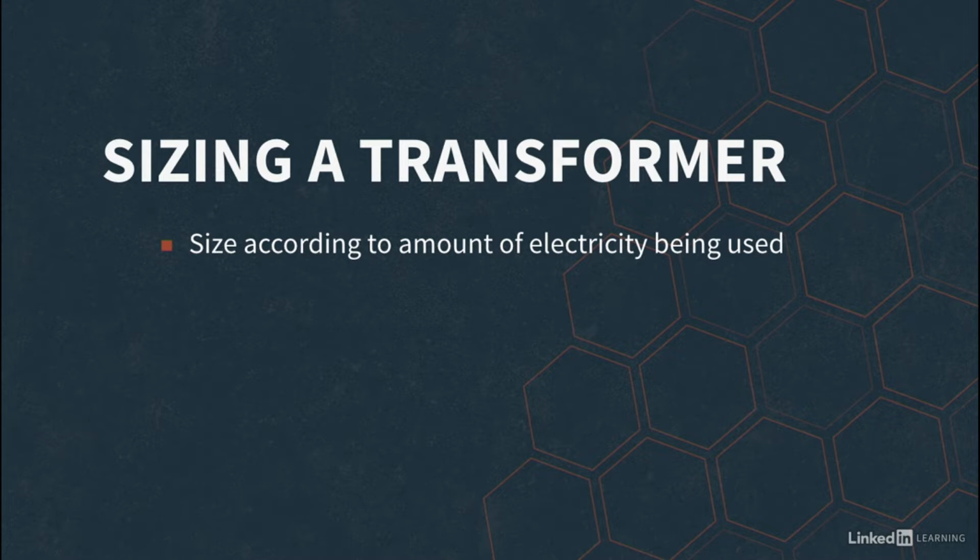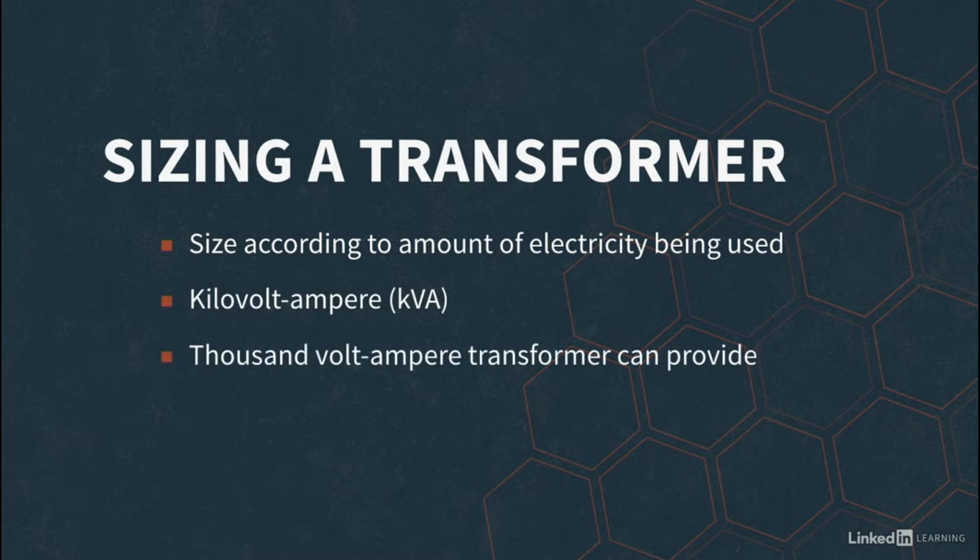Transformer sizes are normally classified by a kVA rating. kVA means how many thousand volt amps the transformer is capable of providing. We'll talk about that in greater detail later.